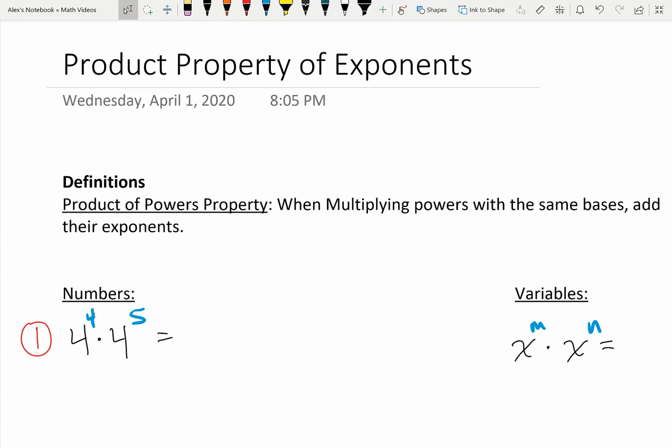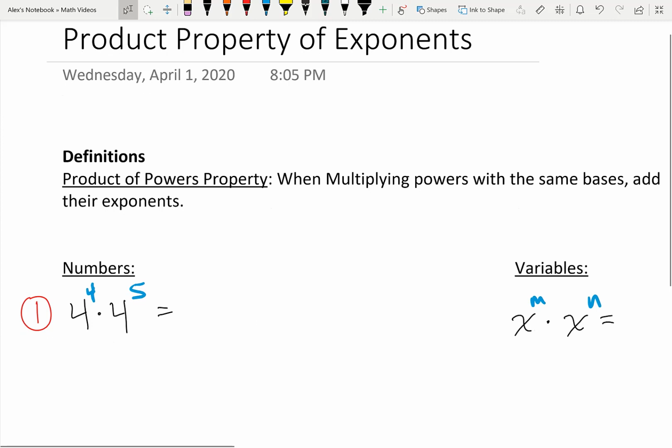Today what we're going to be talking about is the power product of exponents. Now, if you don't know what that is, that's okay. That's why we're here. If you have any questions on what a power is or what a base is, check out my previous videos. I go over all that. But what we're going to be talking about today mainly is the power product property. What is that? It is when you're multiplying powers with the same bases. When you multiply powers with the same bases, all you're doing essentially is adding the exponents.